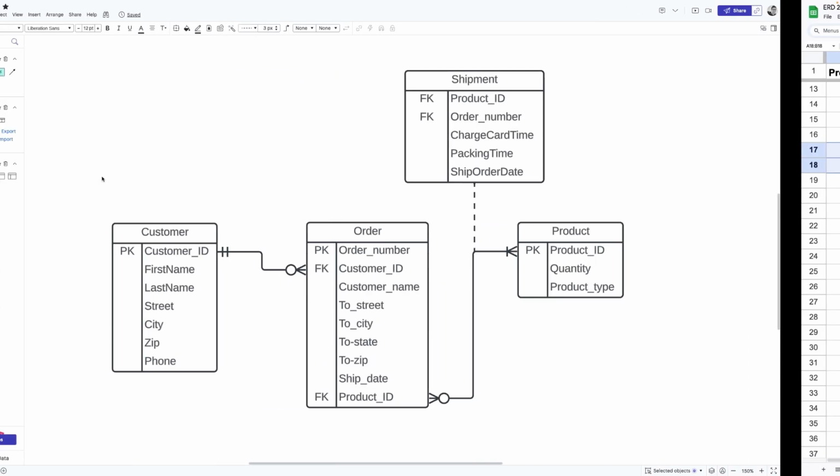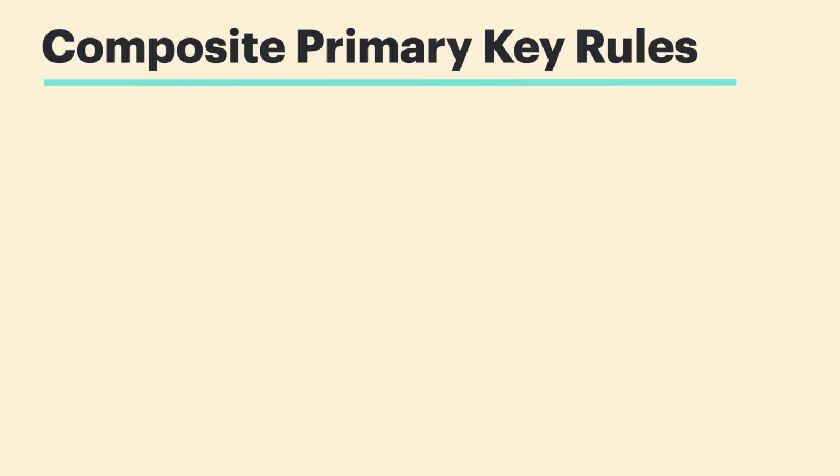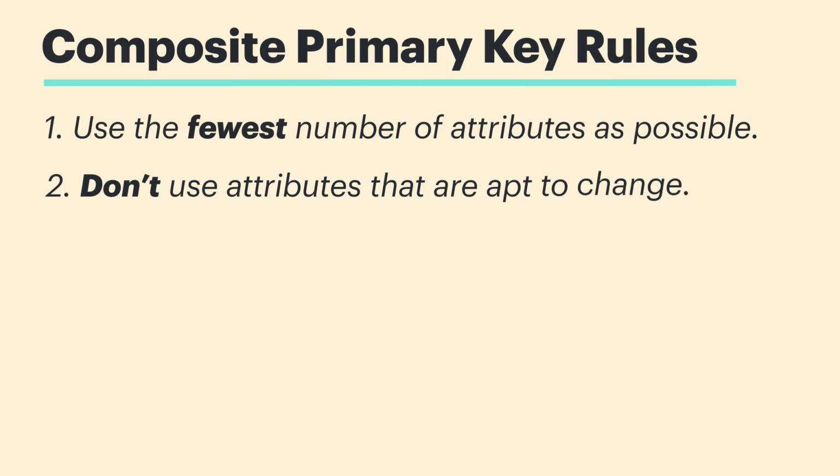Anyway, jumping back over to our diagram, we'll note a composite primary key with multiple PK marks. This doesn't mean there are now two primary keys. It just means that both of these attributes are needed to create a composite primary key. Here are two rules to follow when creating composite primary keys. 1, use the fewest number of attributes as possible. And 2, don't use attributes that are apt to change because that can make things messy.